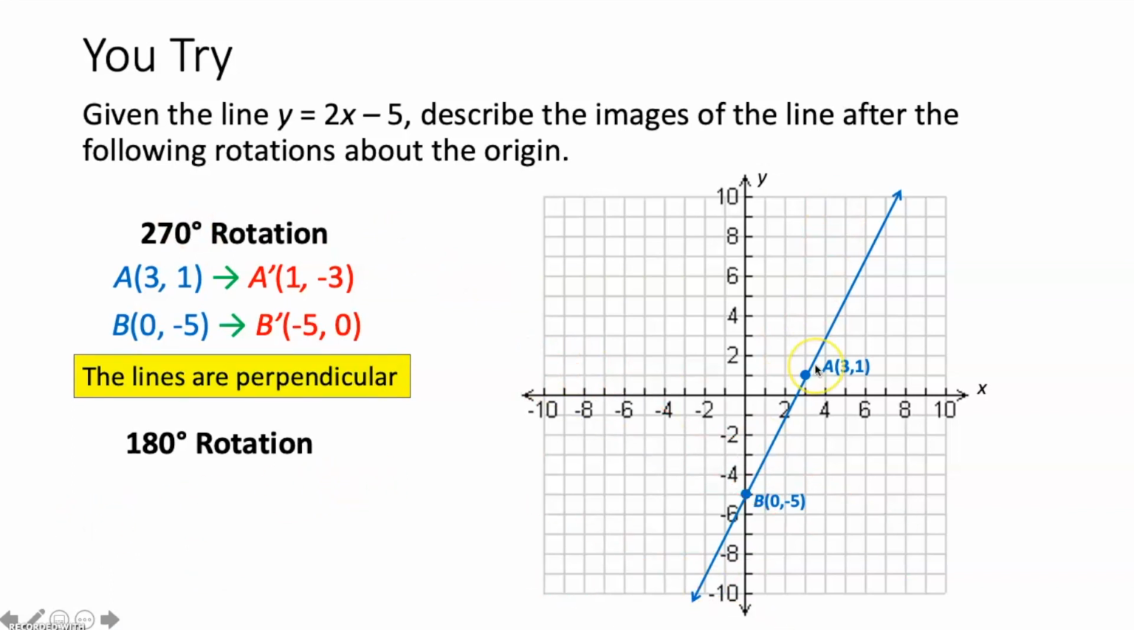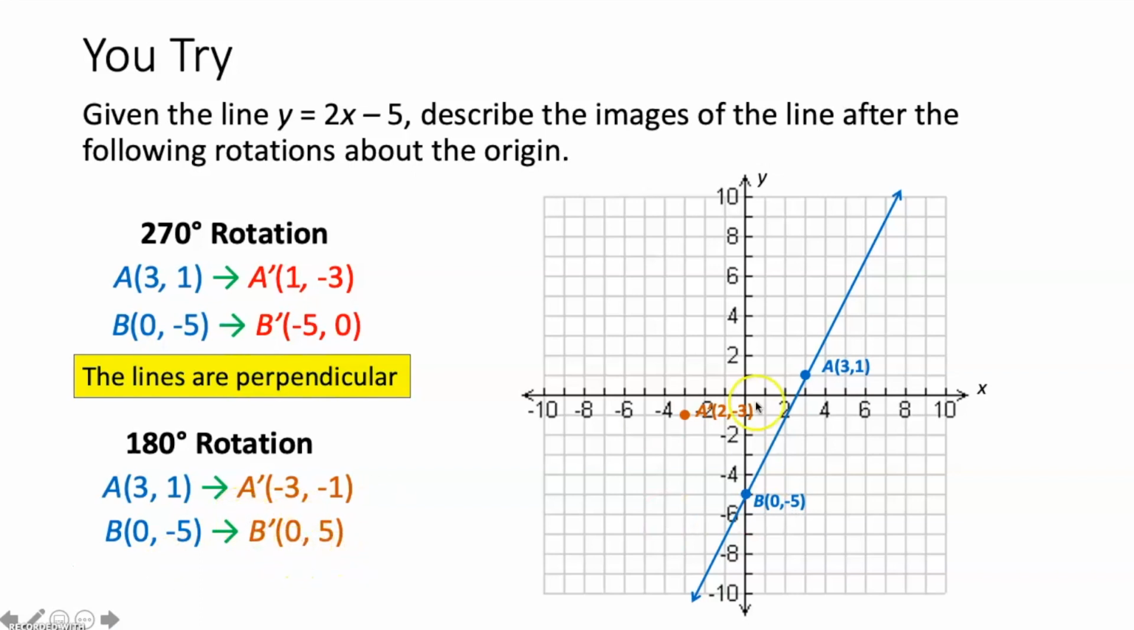So the cheat code for that, again, is negative x, negative y. So we take 3, 1, and we just make the x and the y coordinate the opposite of whatever you see. So A prime is going to be at negative 3, negative 1. So we go over negative 3 on the x-axis, down negative 1 on the y-axis. There's A prime. B is at 0, negative 5. So B prime is going to be at negative 0, positive 5, or just 0, 5, because you can't make it negative 0.